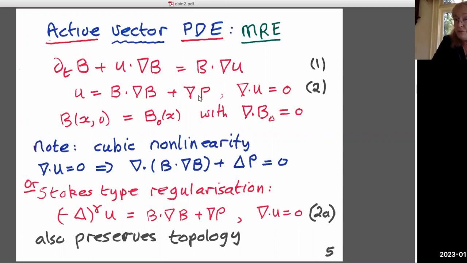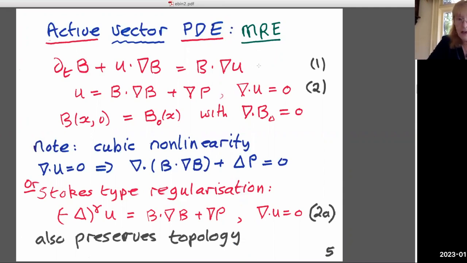This is one relation we could choose as our constitutive law, but it would also be possible to choose a constitutive law where we're actually introducing a certain amount of regularization. So we introduce minus the Laplacian to some power gamma here, which then regularizes our constitutive law relating U and B, but still the system is going to preserve the topology of the initial conditions, because what we're working with here is the frozen field equation.